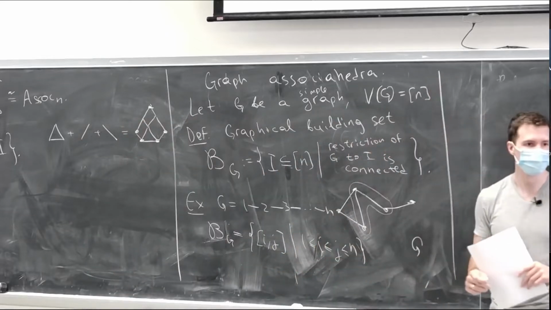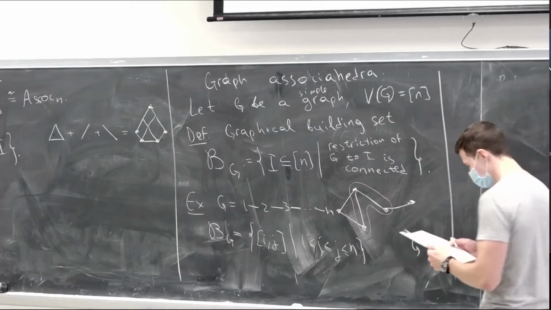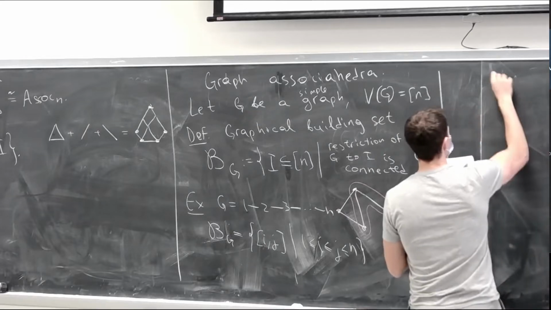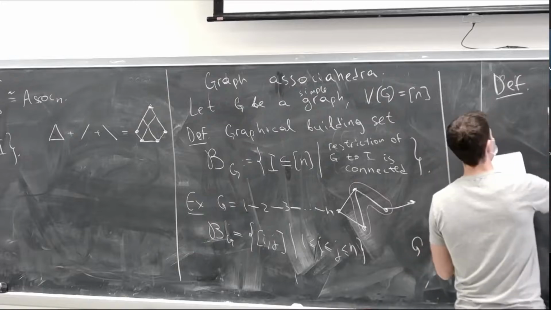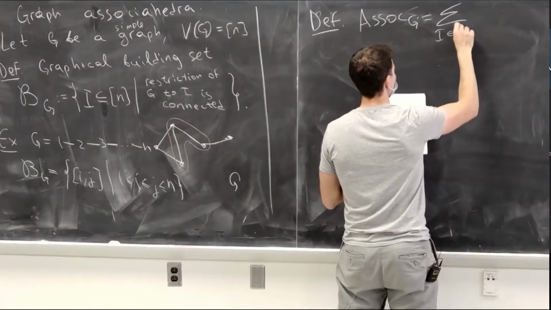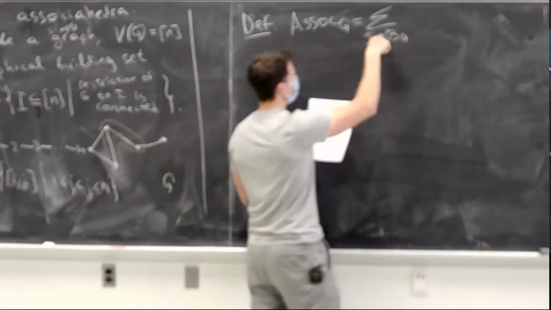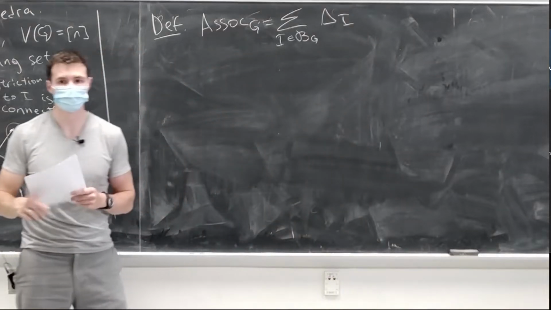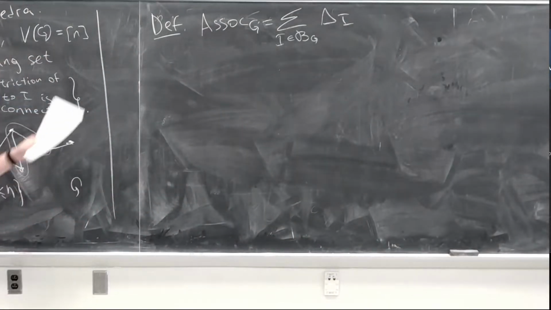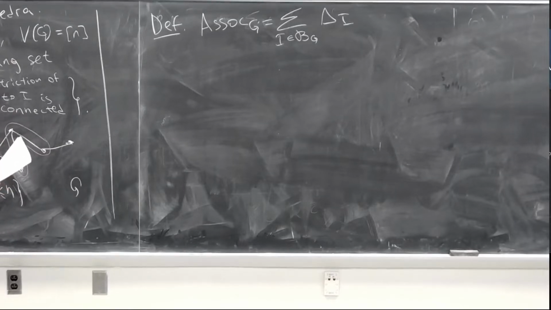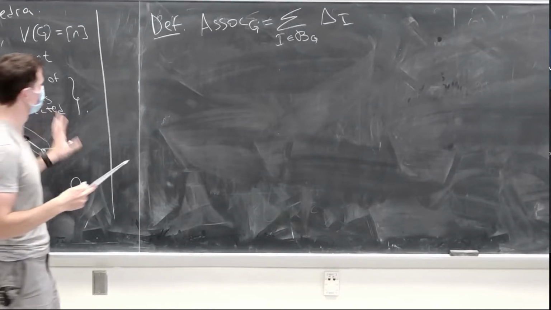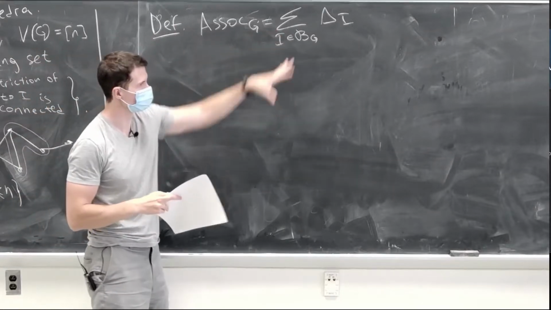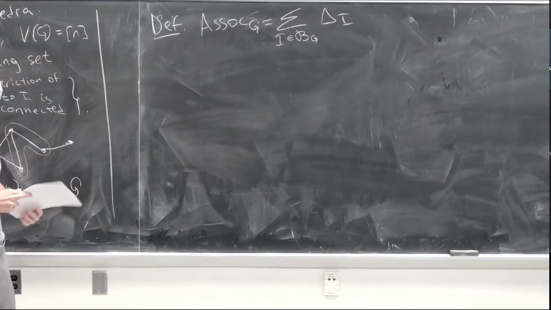Any questions so far? And the definition is that the graph associahedron is the Minkowski sum over all connected subgraphs I of G of the corresponding faces of the simplex. So that's not the original definition, but the actual polytopes were constructed earlier than this definition was obtained. But anyway, this could be a definition.